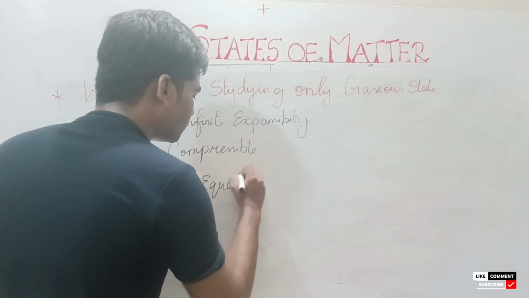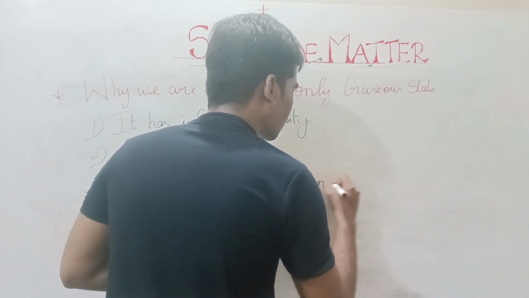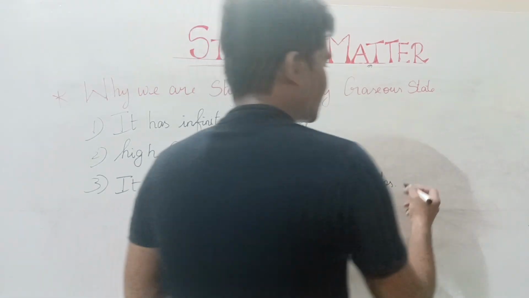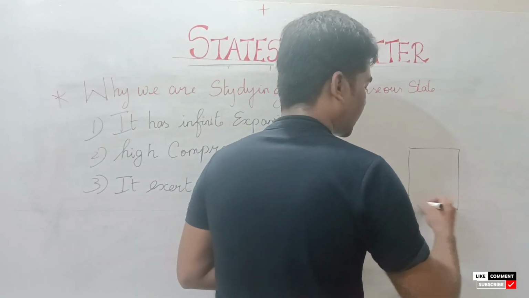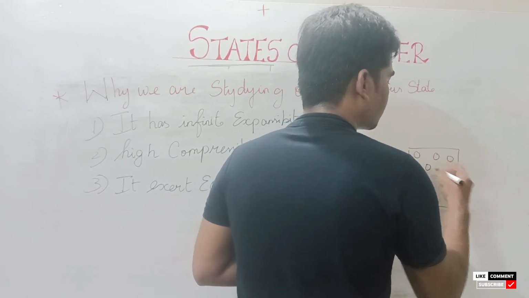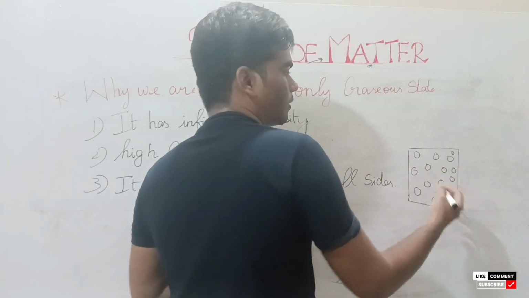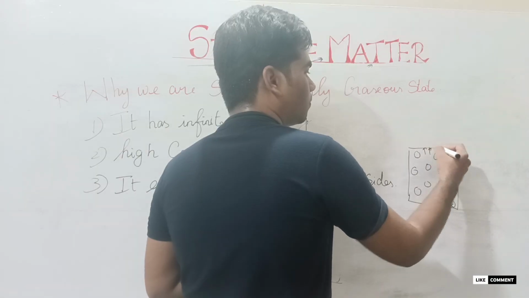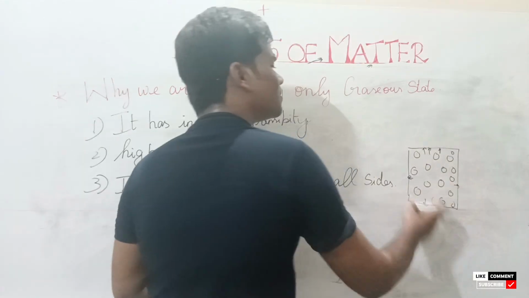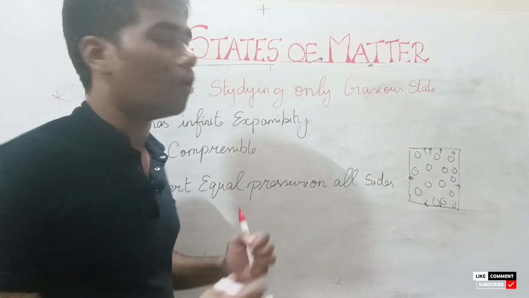The third one is that it exerts equal pressure on all sides. I can explain this with a diagram. If you take a container and fill it with gas molecules, these are the gas molecules. If you calculate the pressure exerted on the top of this container, the bottom, the right and the left, all this pressure will be equal, because gas exerts equal pressure on all sides.